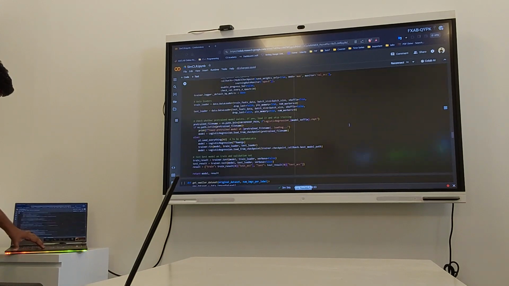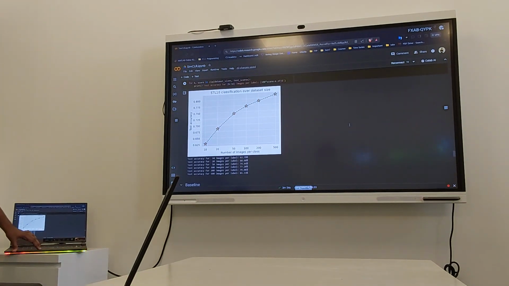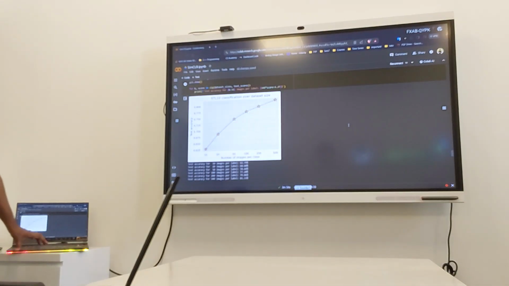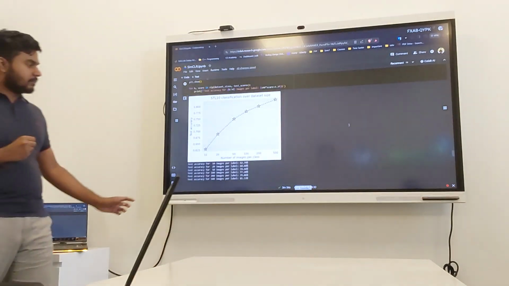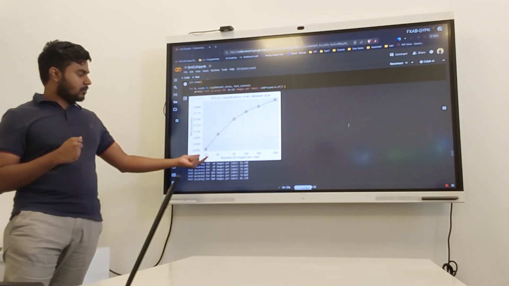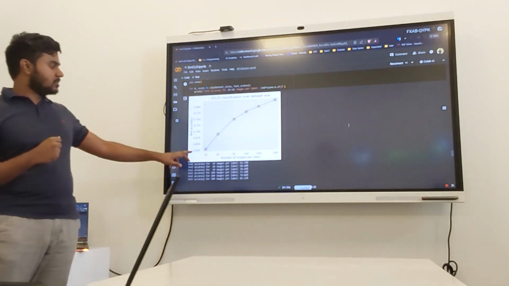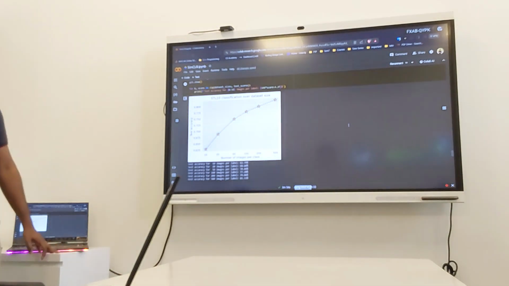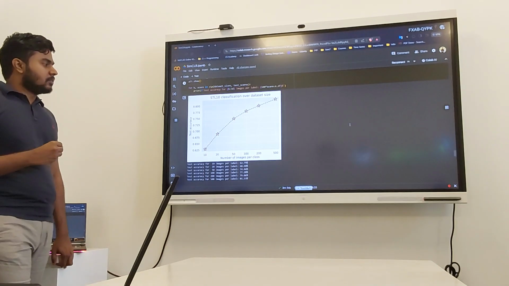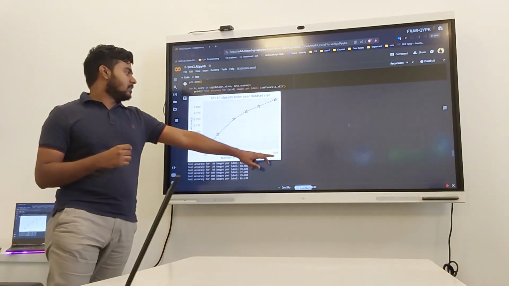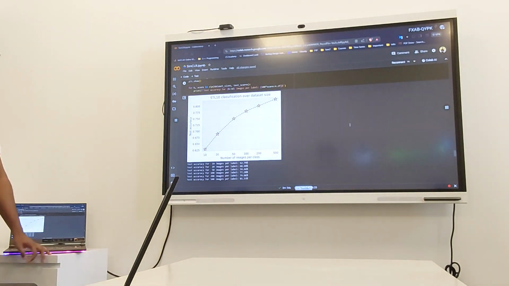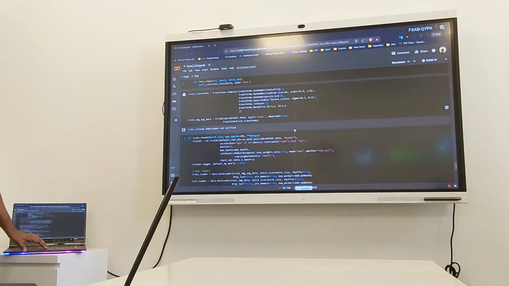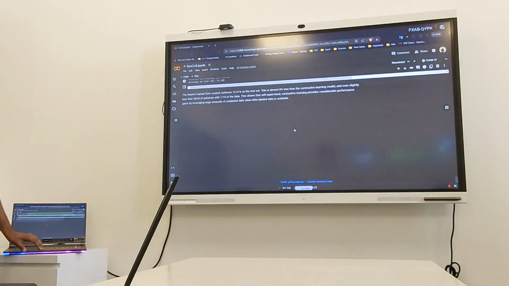This STL dataset has 10 classes, and each class has 500 labeled images. By using only 10 of those images, we are reaching about 62.5% test accuracy. And if we use all 500 images, we can reach more than 80% accuracy using contrastive learning.